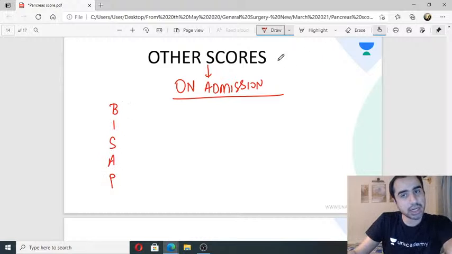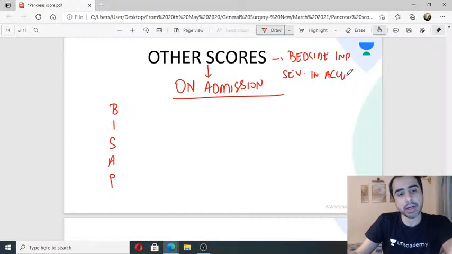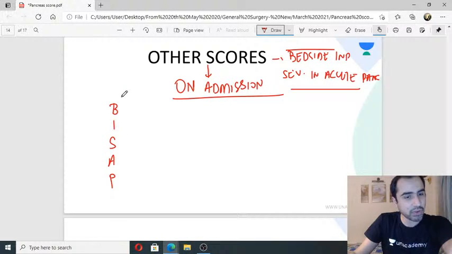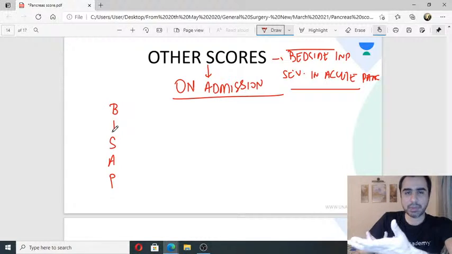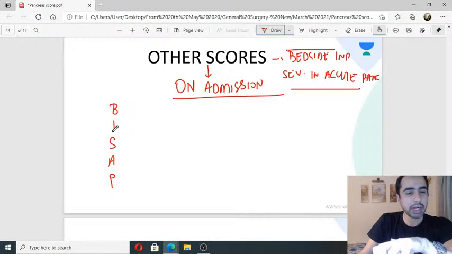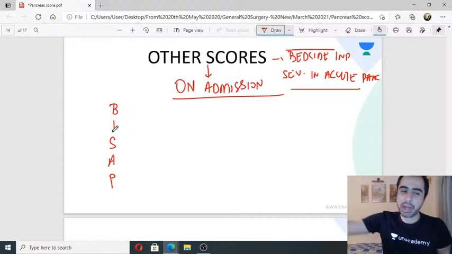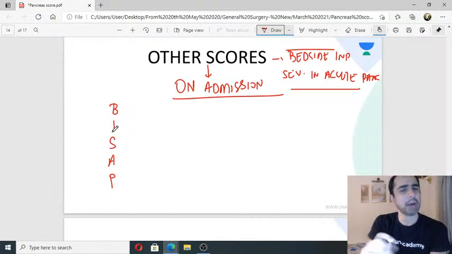The score stands for Bedside Index for Severity in Acute Pancreatitis. The mnemonic BISAP tells me the components of the score. The name of the score is this, but the components are also given by the same mnemonic. APACHE also, but APACHE is not unique to pancreatitis. APACHE is a very broad score, with many components, difficult to calculate. BISAP is bedside, easy to calculate.